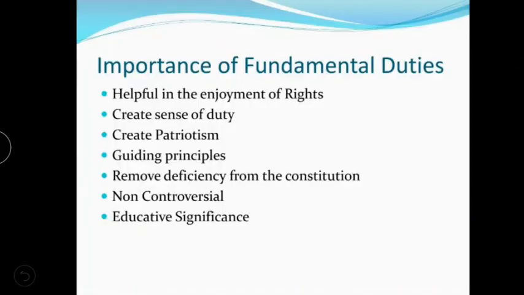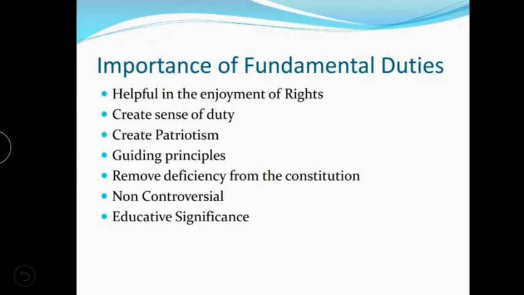The fundamental duties. Now, another point: the importance of fundamental duties. What is the importance? As we know, fundamental duties infuse a feeling of patriotism and brotherhood in all individuals to dedicate themselves to the cause of the nation. Understood? So, respecting national institutions, preserving unity and integrity of the nation, its cultural heritage, protecting its natural environment, developing scientific temper, and safeguarding public property. These are the cardinal duties which every citizen of the country must perform to contribute towards the accomplishment of national goals and objectives.